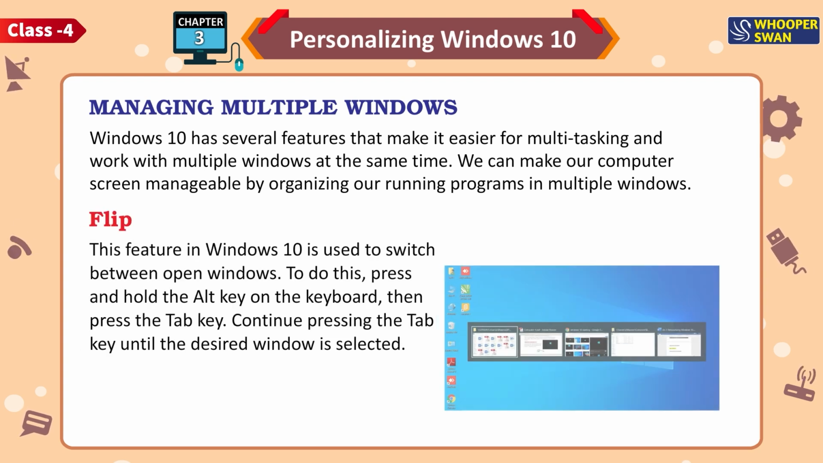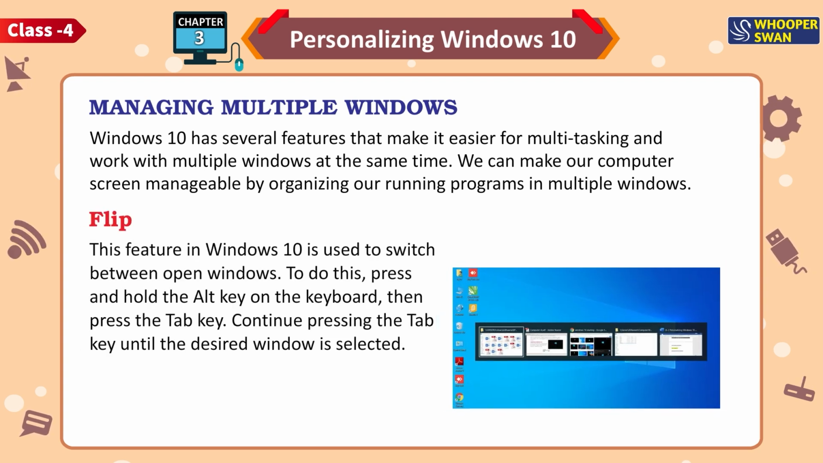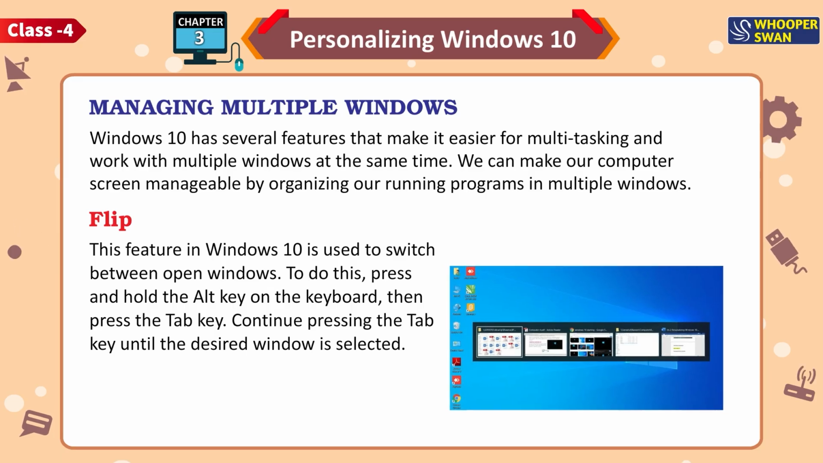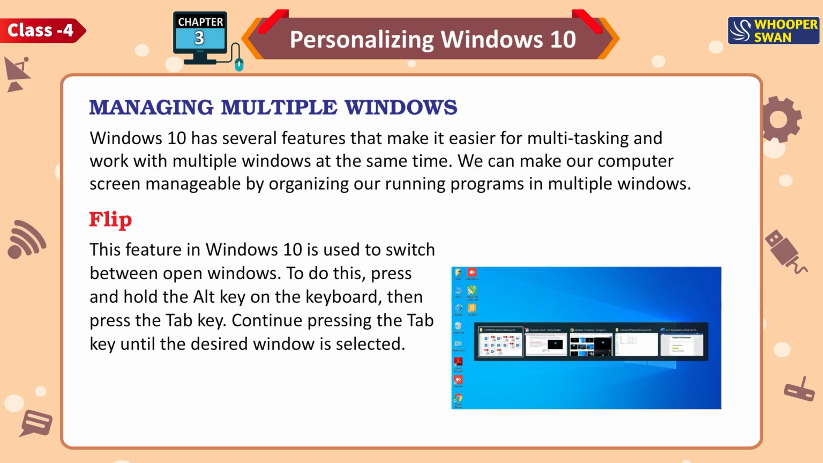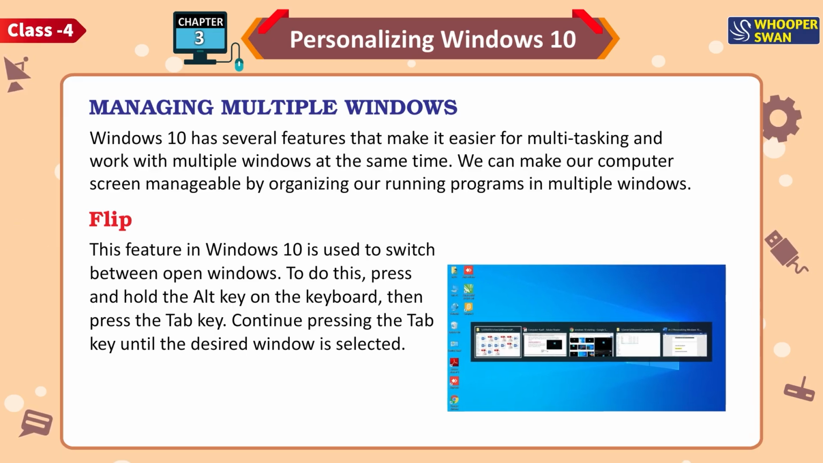Flip. This feature in Windows 10 is used to switch between open windows. To do this, press and hold the Alt key on the keyboard, then press the Tab key. Continue pressing the Tab key until the desired window is selected.